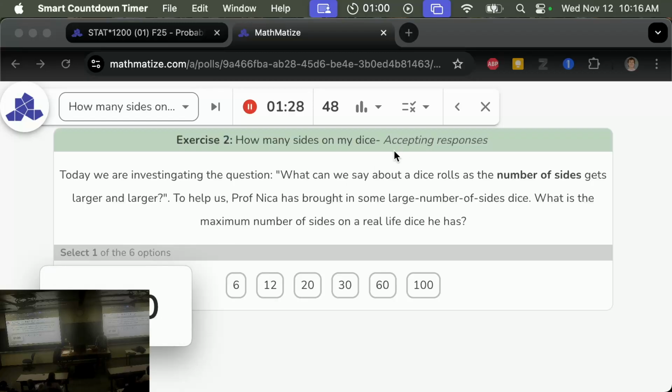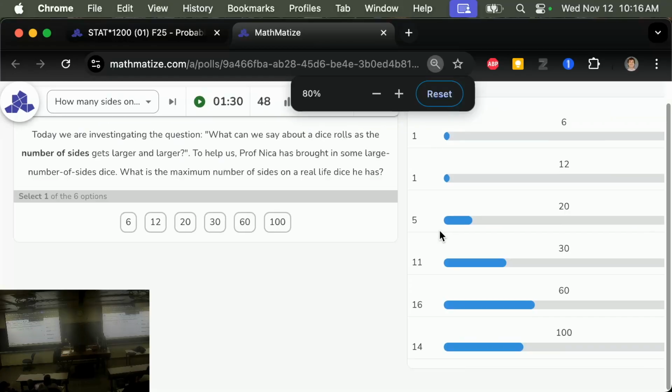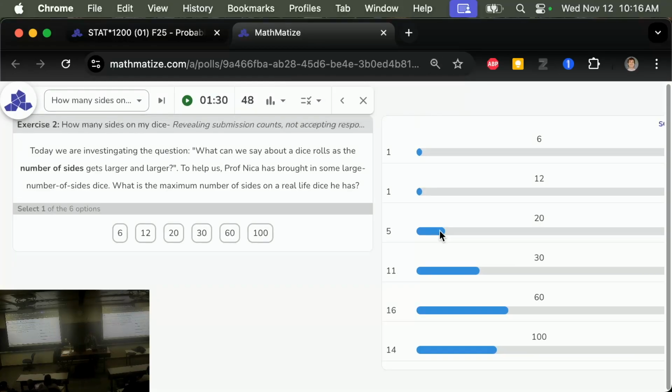Okay, time's up. Let's see. What do you guys think? What kind of dice do I have? All right. Some people are at 60, a little spread out. Let me show you some of these wild and wacky dice that I have brought in.